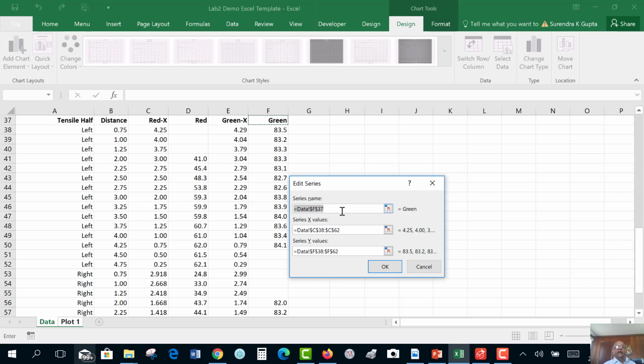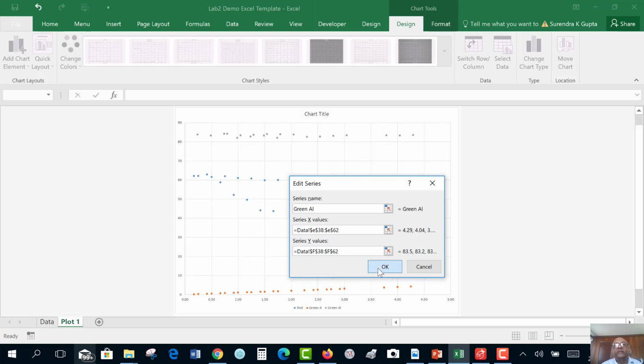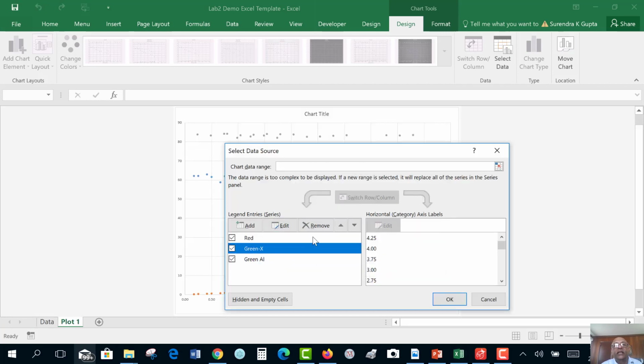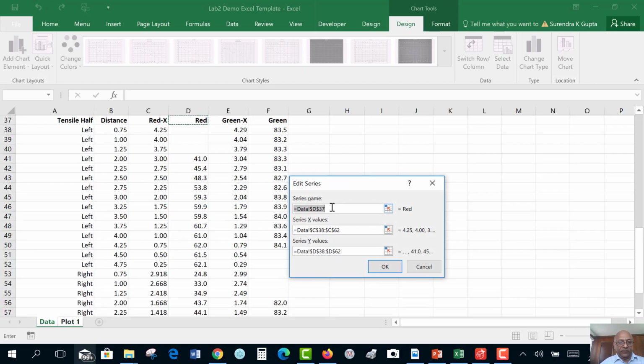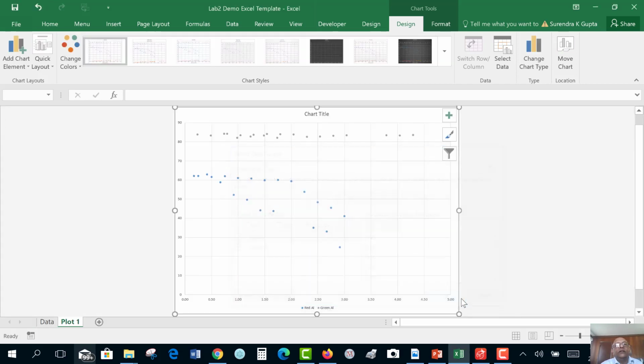So here is our series name. We are going to call it green aluminum, and we want to do E versus F. So this is going to plot E versus F. Okay, we don't want any green X. For the red, let's also edit and give it a name, red aluminum. Okay, so now we have 2 curves, 2 sets.